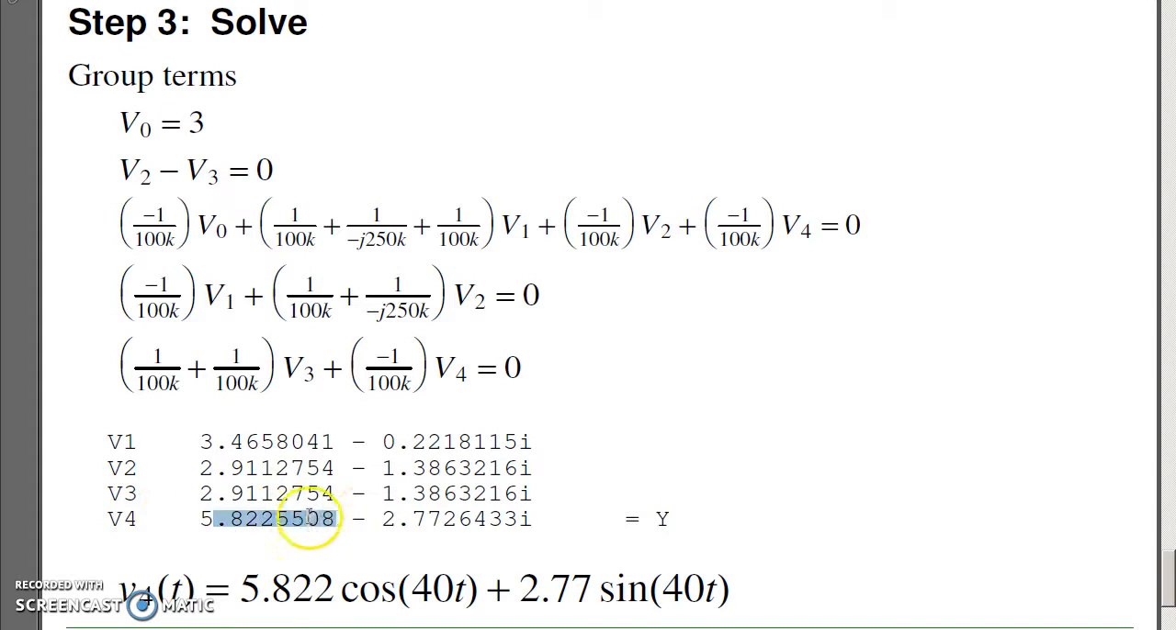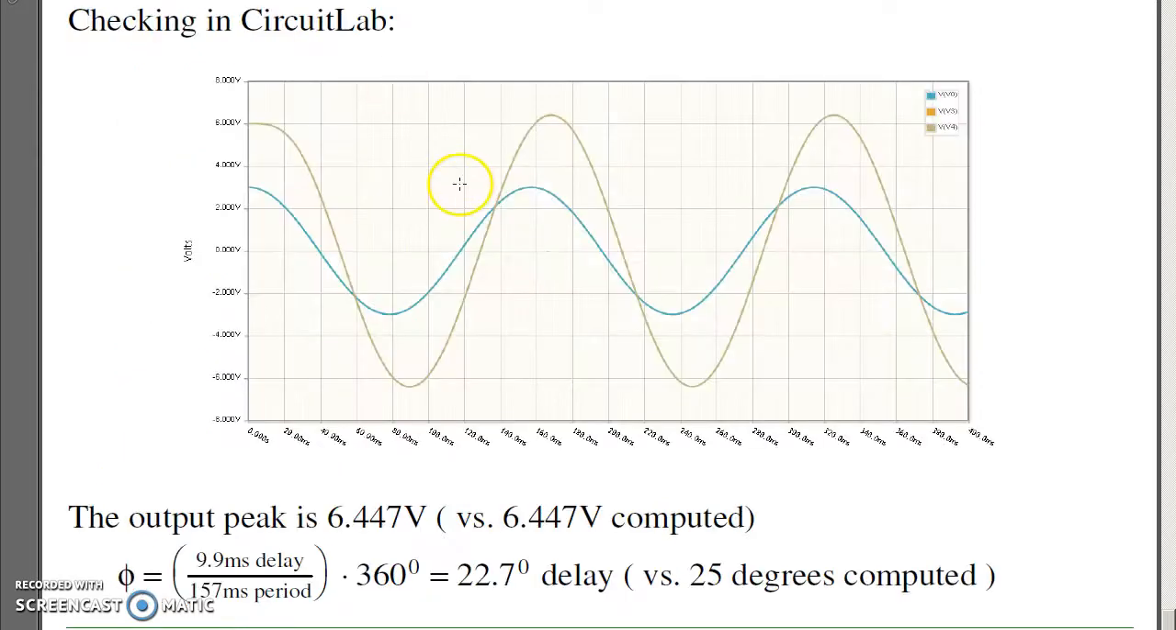V4 is my output, that's Y. That tells me that Y is 5.8 cosine plus 2.7 sine. And the frequency stays the same. And here I misspelled 50. If I look on the screen, I'll see the same thing. My input is a blue line. Here's the output. The output is the voltage we calculated, 5.8 volts.